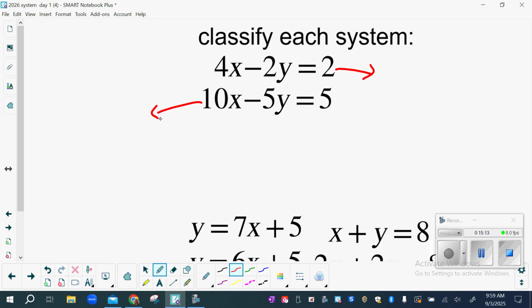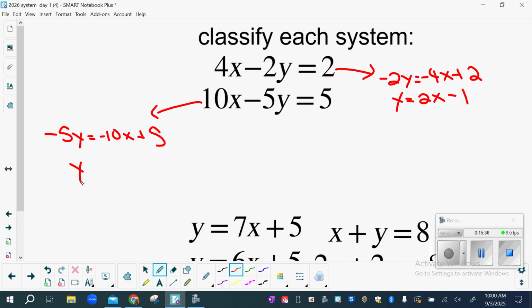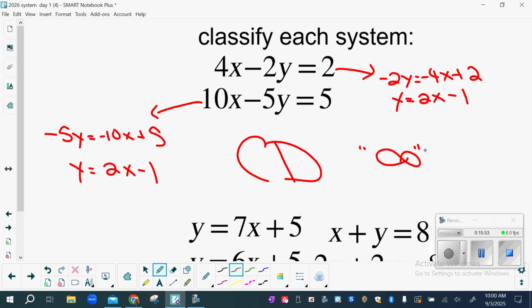And I'll do it with you. I'm going to move that 4 over. So I'm going to get 2y equals negative 4x plus 2. I am going to divide by negative 2. So I'm going to say y equals negative 2x plus 1... that's looking pretty good. I'm going to come over here and do the same thing. Negative 5y equals negative 10x plus 5. Y equals, ooh, look at that. They did not look the same to me, but they're the exact same line. So we would call these CD, consistent dependent. How many answers? Infinity, infinity.